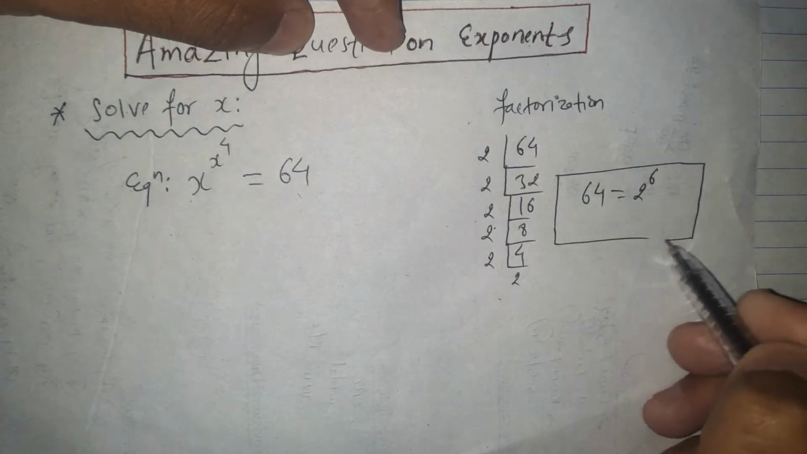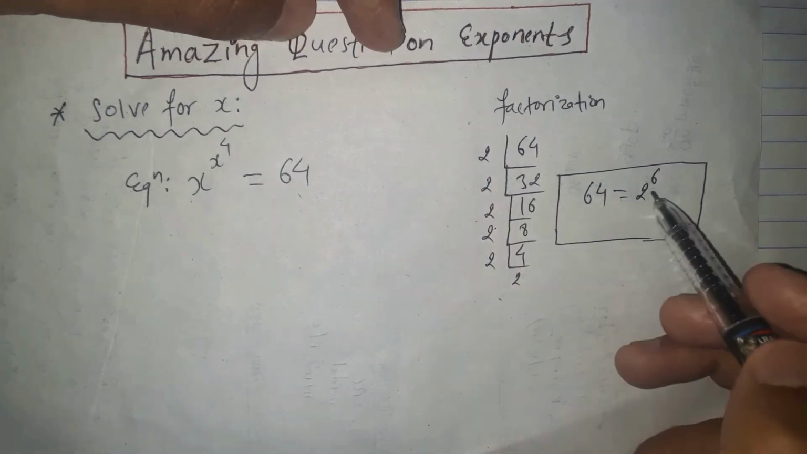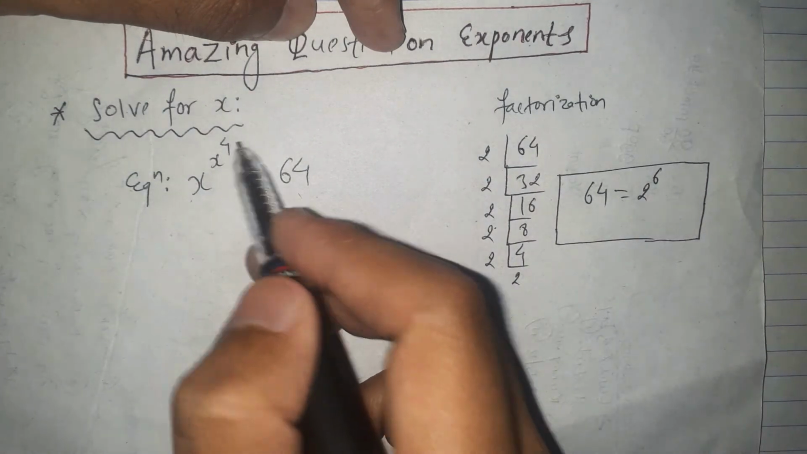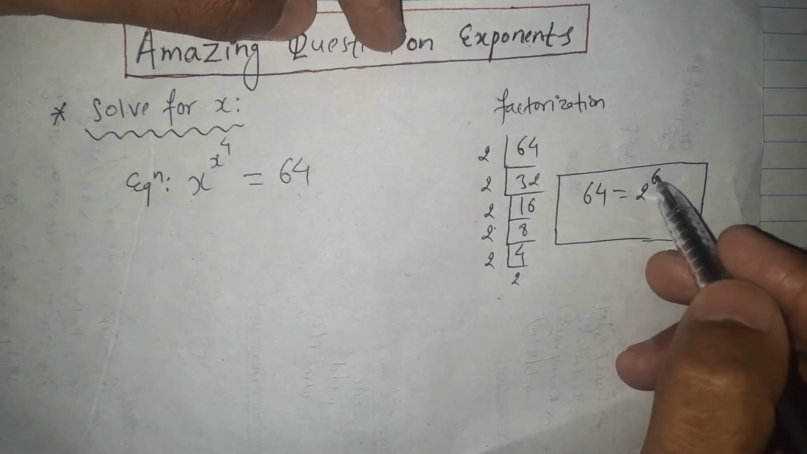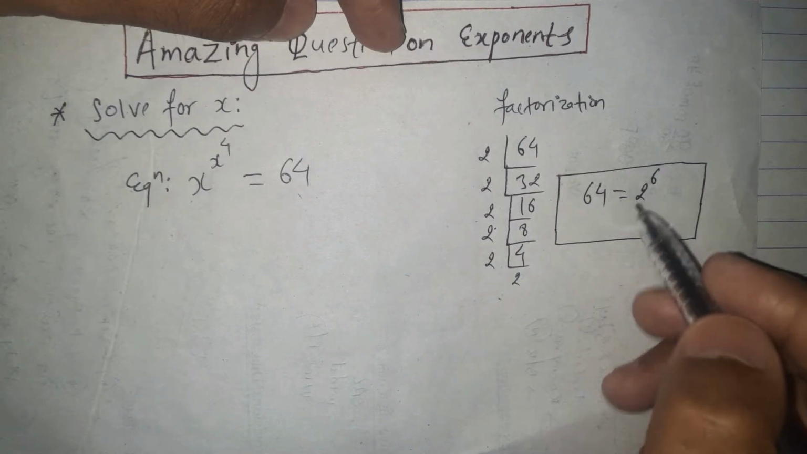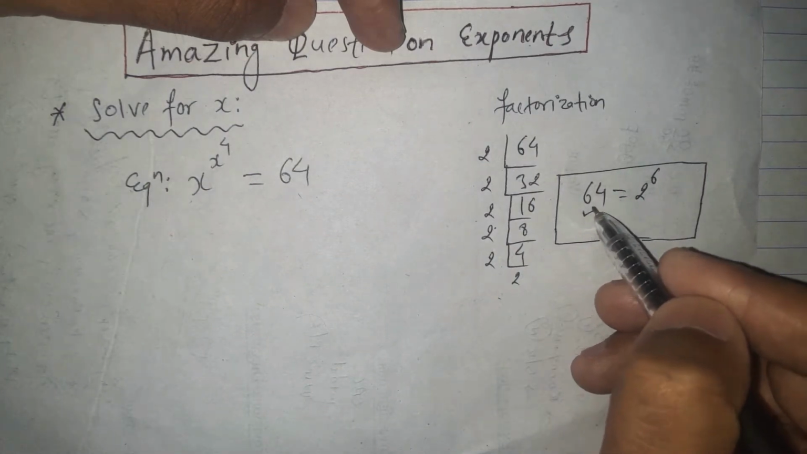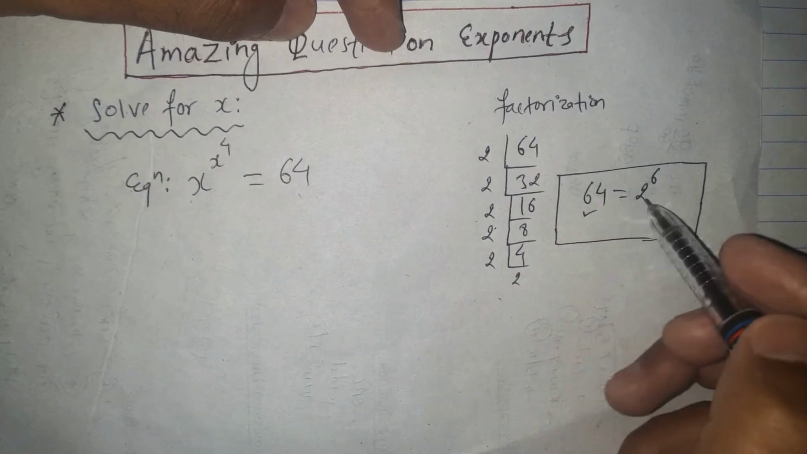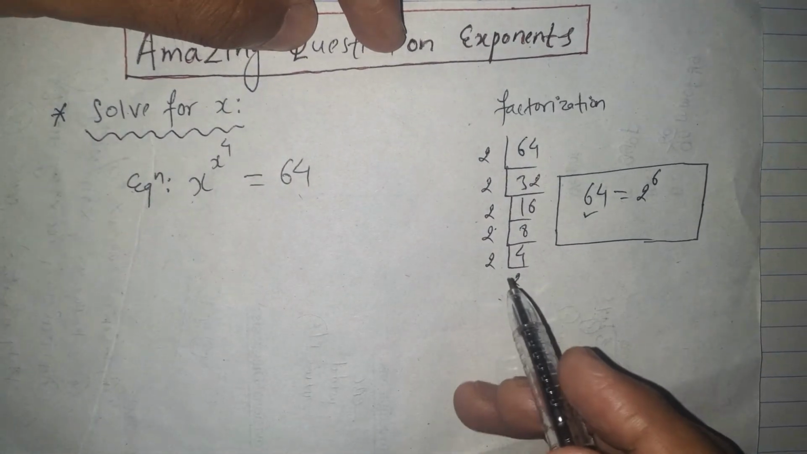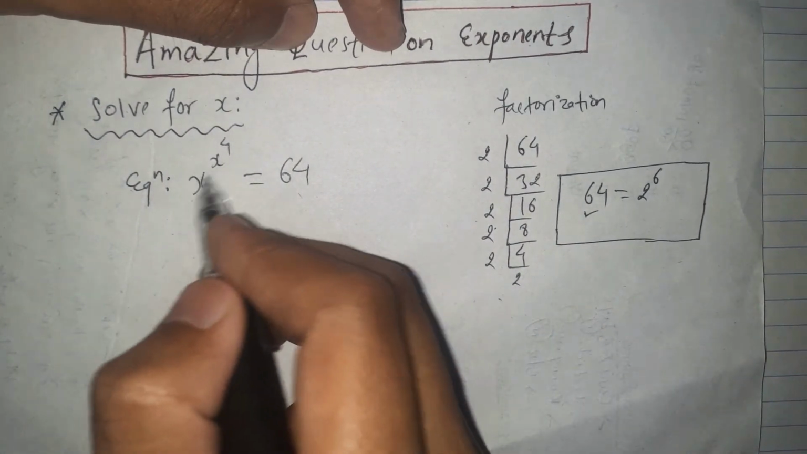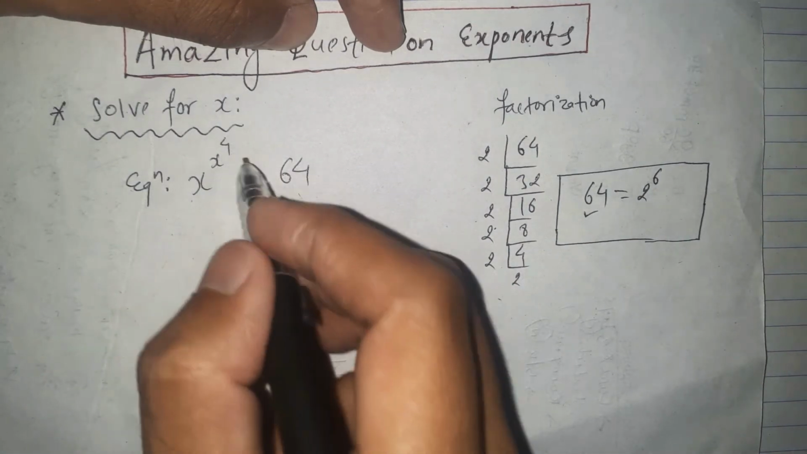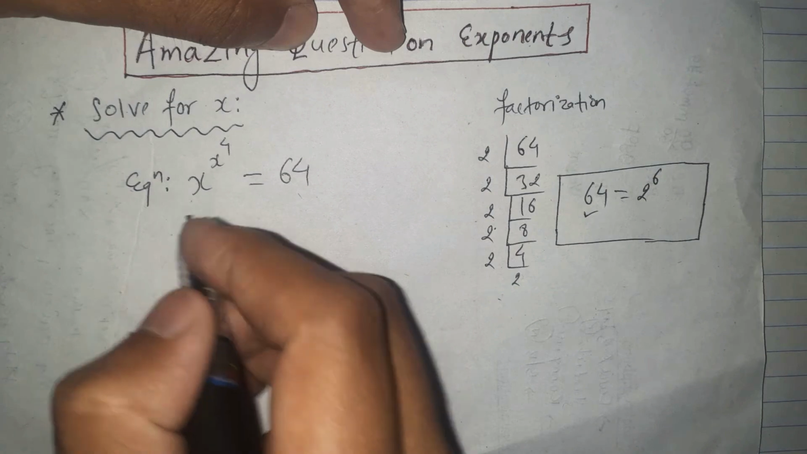Here we just factorized the number 64. Can we change this number 64 into a power of 4? Here the number 6 is not divisible by 4, so we cannot change this number 64 into a power of 4 directly. So let's make some modification here. Let's make the base and the power the same. So let's take the power of 4 on both sides.